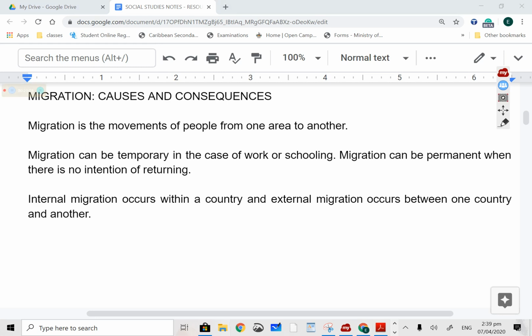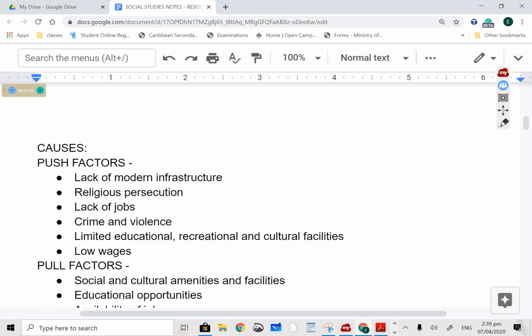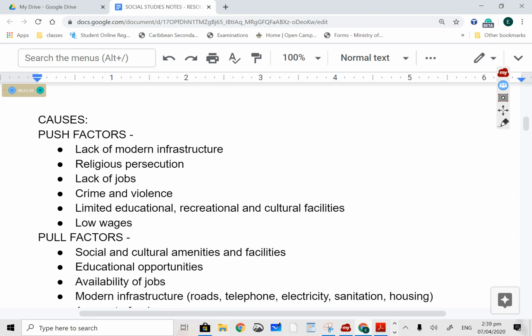Right, so internal migration occurs within a country and external migration occurs between one country and another. Okay, so we also have internal migration, by the way, that occurs within a country. So people can move from rural to urban areas or from urban to rural areas depending on their needs and desires at a certain point in time. And we also have external migration, which occurs between one country and another. Okay, so we're going into causes of migration.